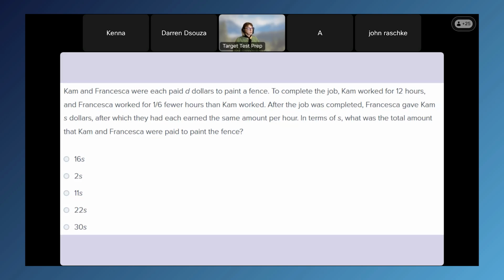Cam and Francesca were each paid $D to paint a fence. To complete the job, Cam worked for 12 hours and Francesca worked for 1/6 fewer hours than Cam worked, so 10 hours. After the job was completed, Francesca gave Cam $S, after which they had each earned the same amount per hour. In terms of S, what was the total amount that Cam and Francesca were paid to paint the fence?